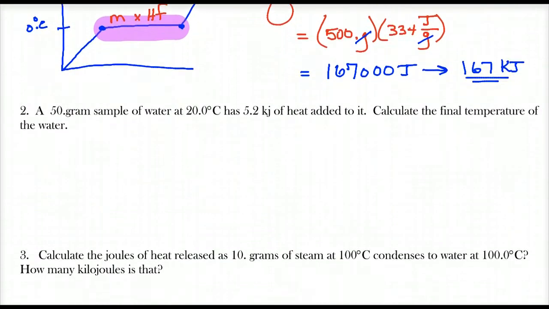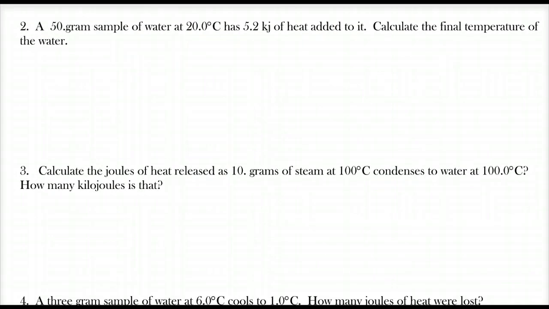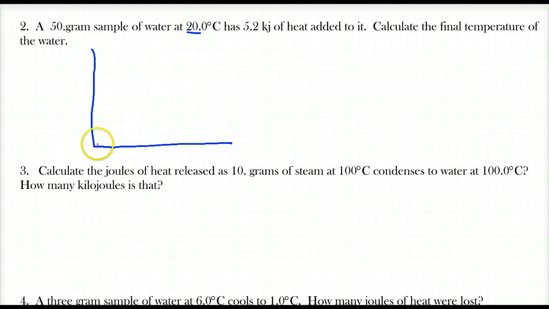Number 2, let's read this question. A 50-gram sample of water at 20 degrees Celsius has 5.2 kilojoules of heat added to it. Calculate the final temperature of the water. Well, if you read carefully, where are we on this heating curve? We have a sample of water at 20.